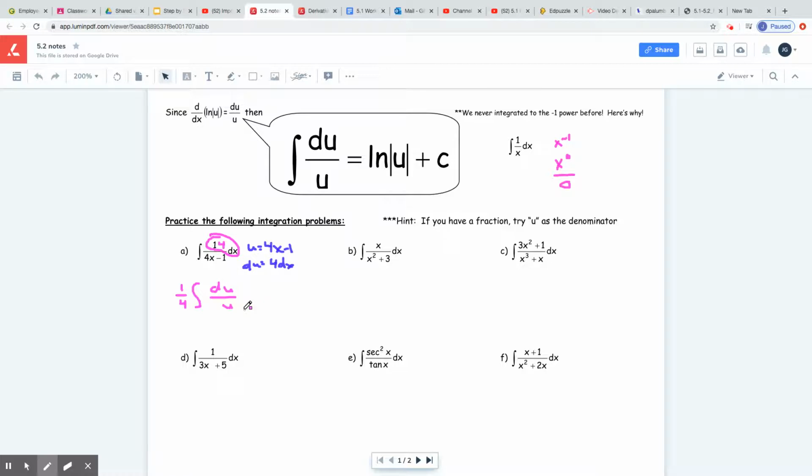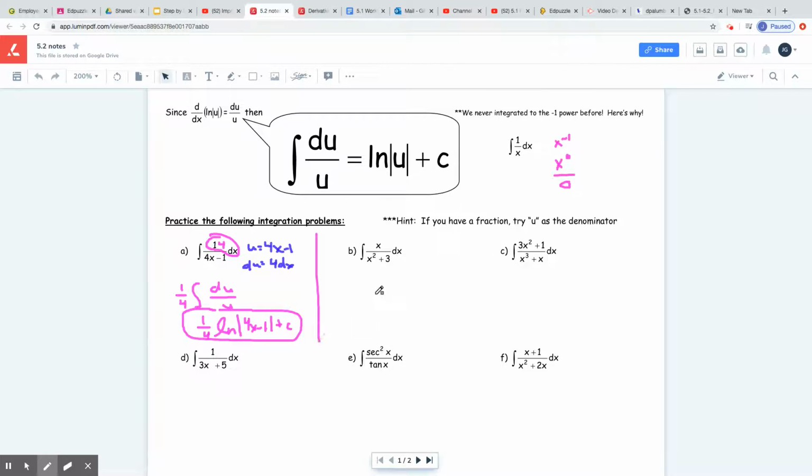We don't do u to the negative first because then we end up with something like this. We get 0 at the bottom. We just use this. What's the integral of du over u? It's the natural log of u plus c. So my answer is 1/4 natural log, absolute value of u, but I'm just going to plug in right now, 4x minus 1 plus c. So that is our final answer: 1/4 natural log, absolute value, 4x minus 1 plus c.